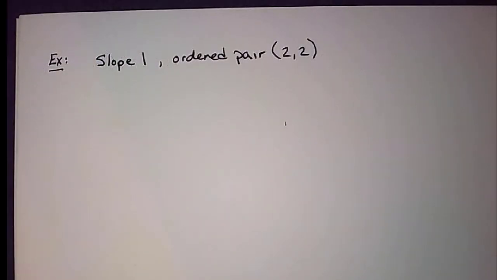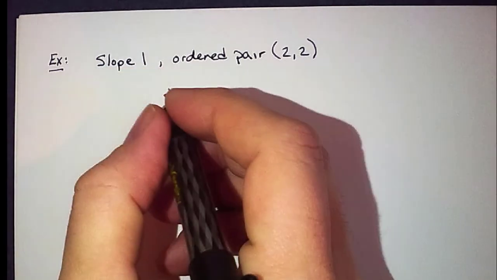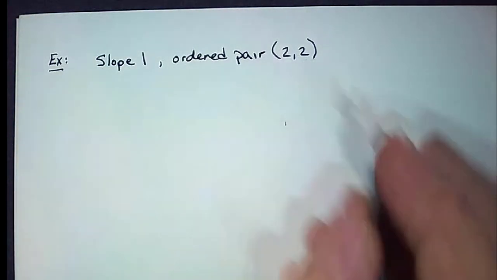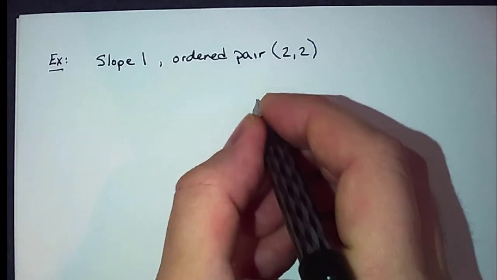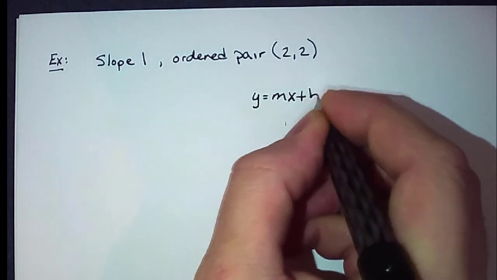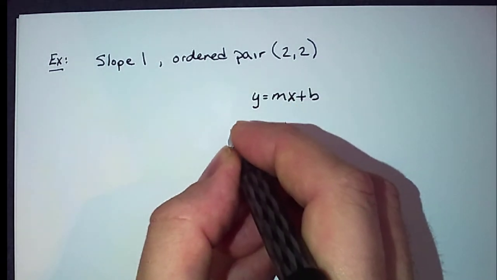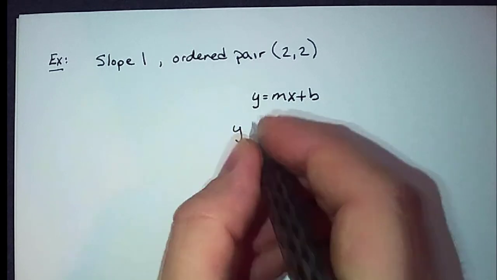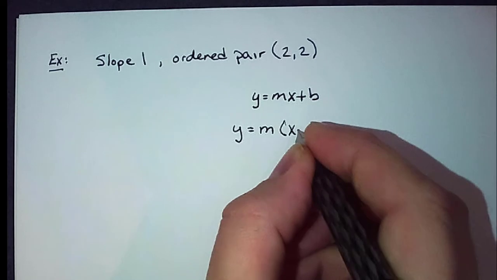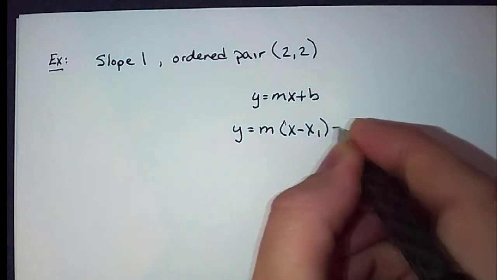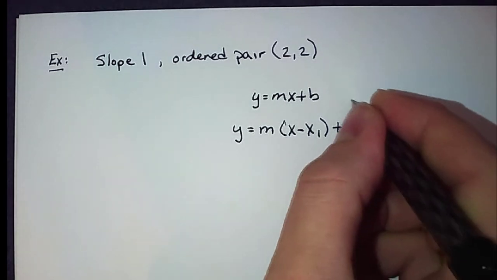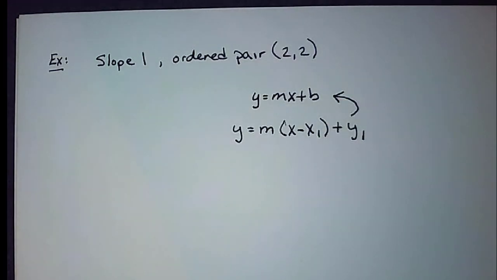Okay, my next example is going to already give me my slope, and it's going to give me an ordered pair. Well, remember my formula. I want y equals mx plus b, and I use the formula y is equal to m times x minus x1 plus y1 in order to get my y equals mx plus b. Okay, it's going to simplify down to that.